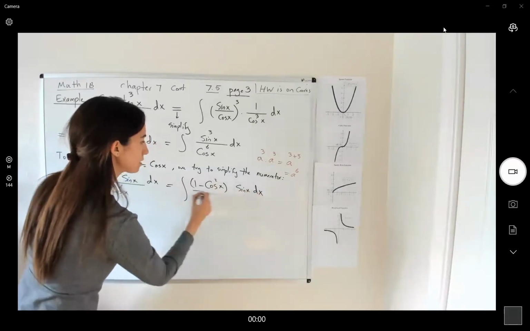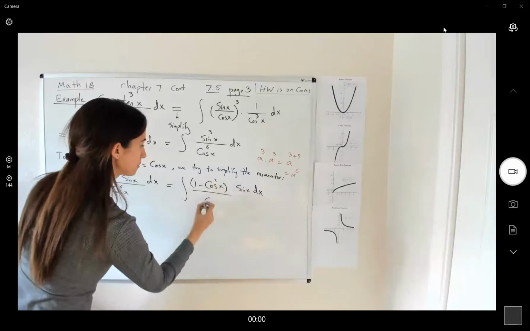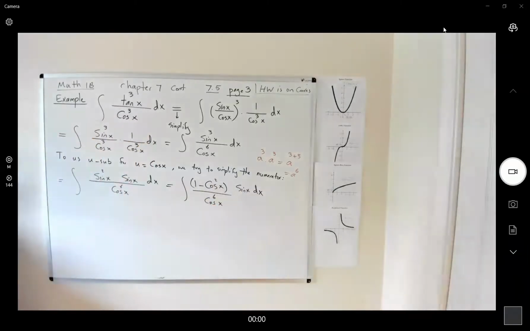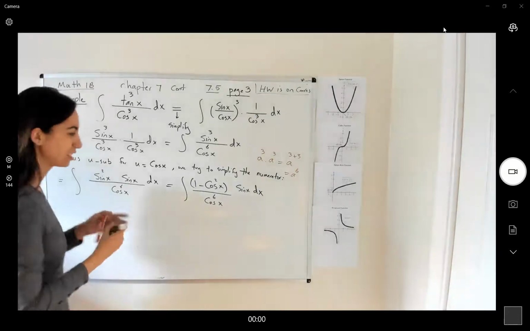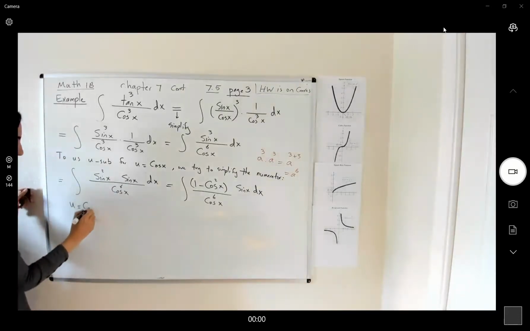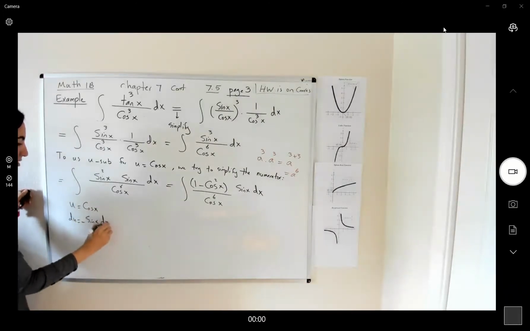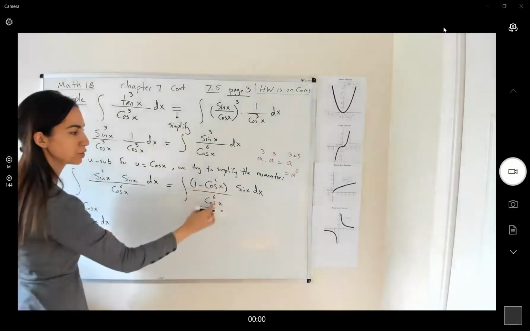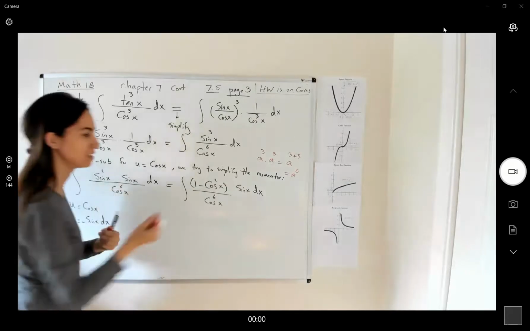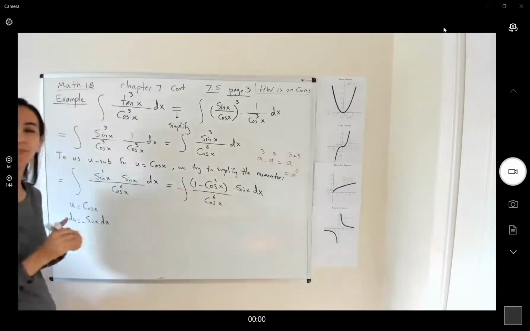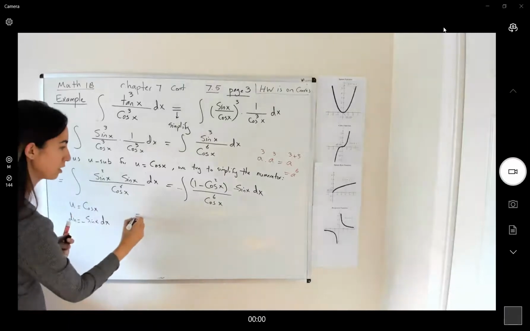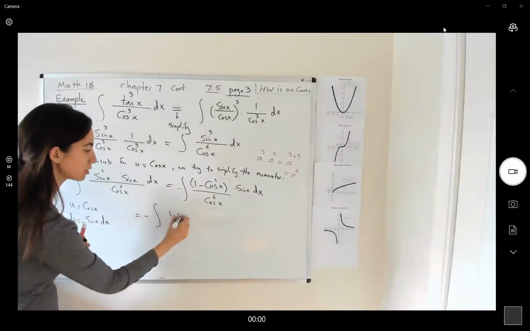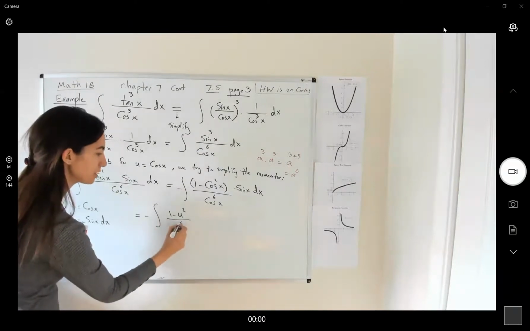Sine x dx divided by cosine to the 6th of x. Perfect. We're almost done. So let u be cosine x, du is minus sine x dx. I have u, if I just multiply it by a negative sign, I'm done. Minus and minus. So here you get negative integral 1 minus u squared divided by u to the 6th du.